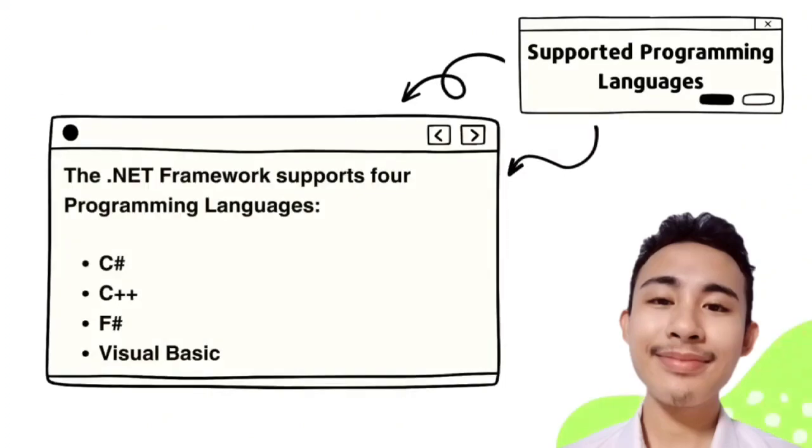Let's proceed to the supported programming languages. The .NET Framework actually supports 4 programming languages. These languages are C#, C++, F#, and Visual Basic.